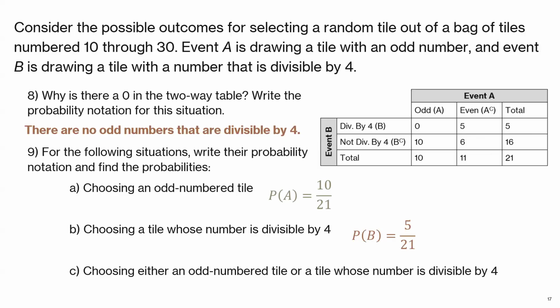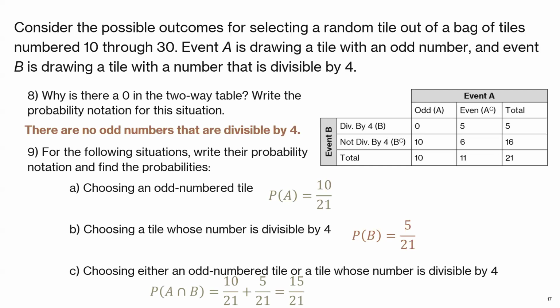That's another marginal. And then choosing either an odd number tile or a tile whose number is divisible by 4. So I had my odd number tile from part A. I had my number that's divisible by 4 from part B. I'm going to add those together. So I have 10 over 21 plus 5 over 21. They have the same denominator. So I just add across the top and get 15 out of 21.